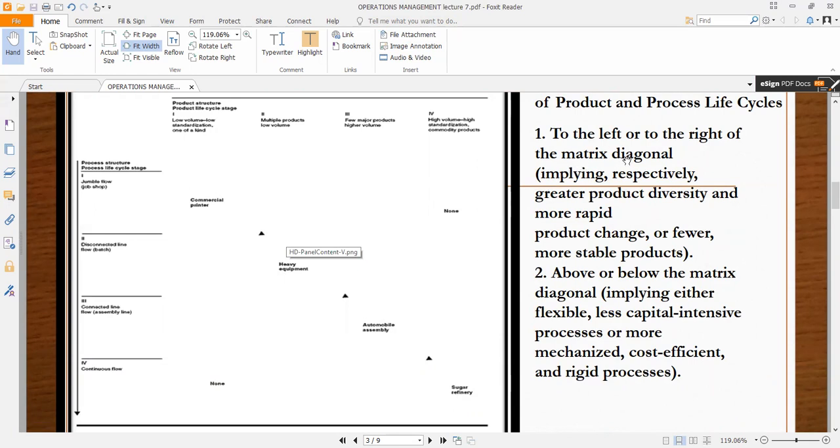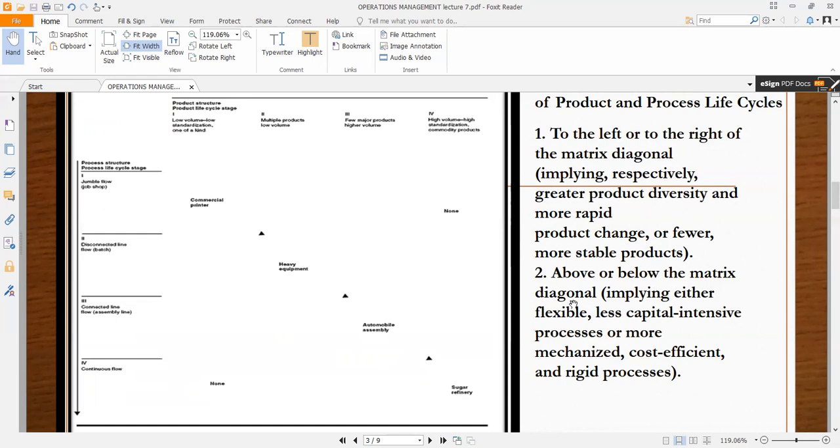Now, to the left or to the right of the matrix diagonal, implying respectively greater product diversity and more rapid product change, or fewer, more stable products. As you can see, as we move from low to high, or from stage 1 to stage 4, there is an increase in the diversity and the complexity of the production system.